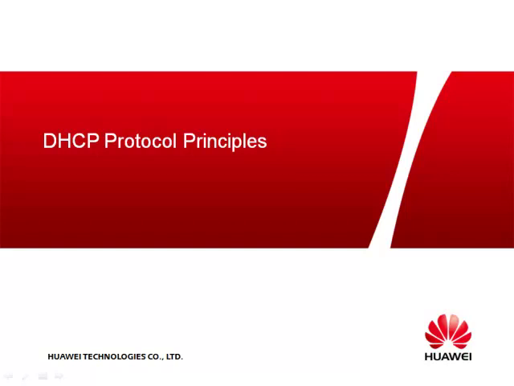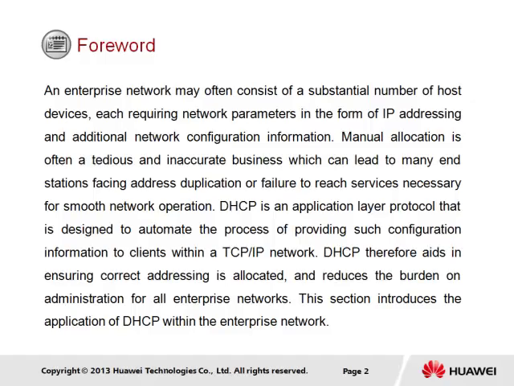This section looks at DHCP protocol principles in support of automatic address allocation within the enterprise. An enterprise network may often consist of a substantial number of host devices, each requiring network parameters in the form of IP addressing and additional network configuration information.